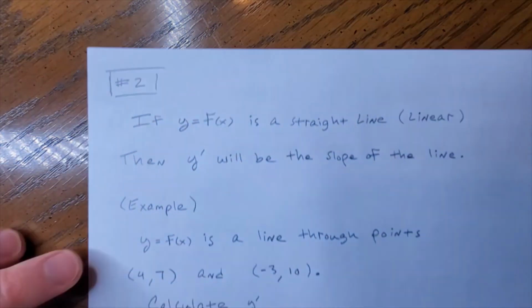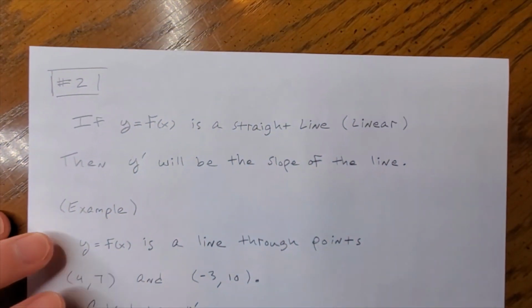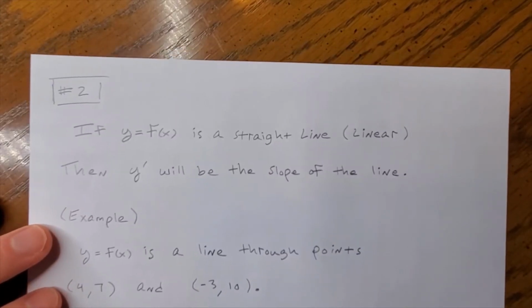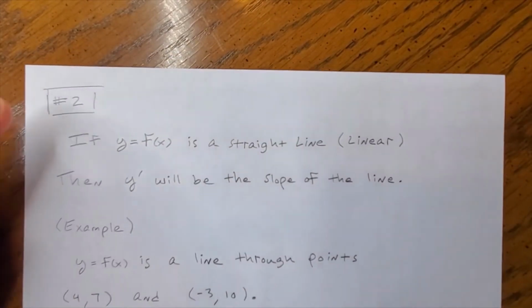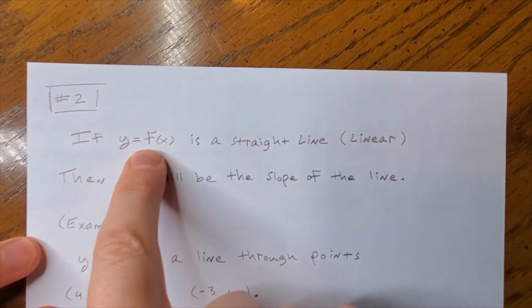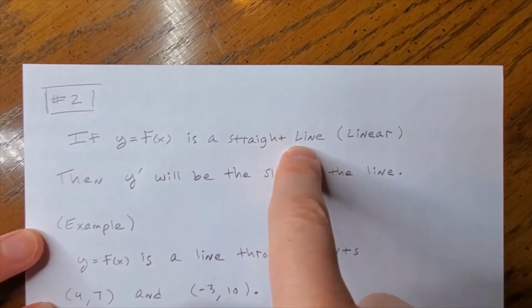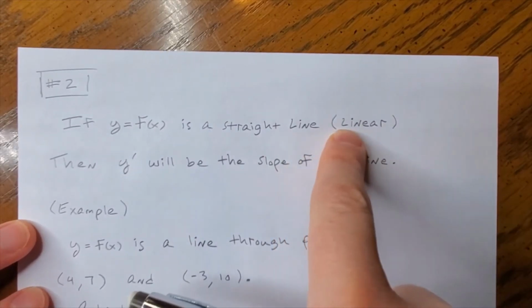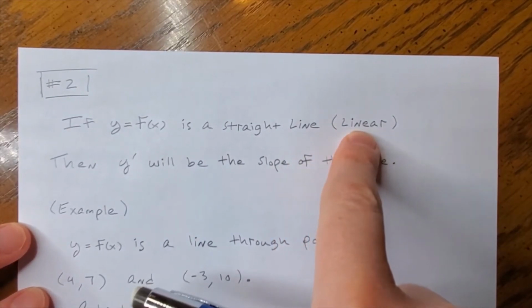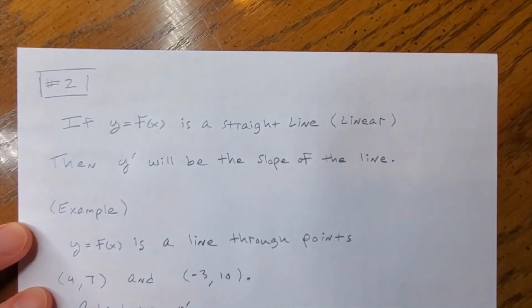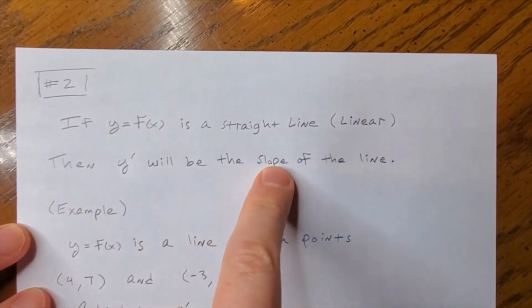Let's do one more, okay, that may be in the context of this video and the quiz that goes along with it. Could be a little more complicated. So my second shortcut is that if you have y as some function of x that happens to be a straight line, and another way that that might be said to you is linear. Suppose it's linear. Linear comes from the word line, all right? Then y prime will be the slope of the line.